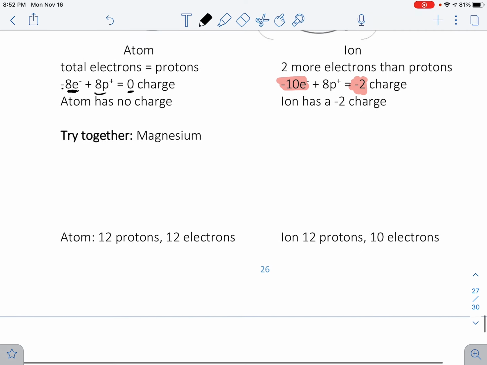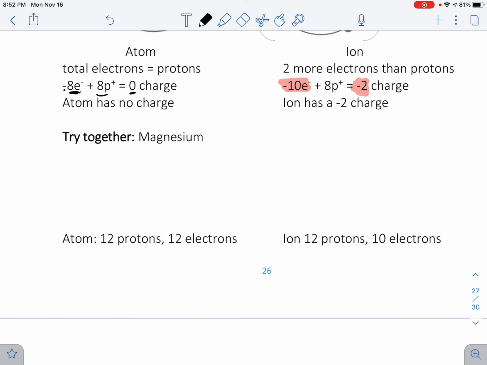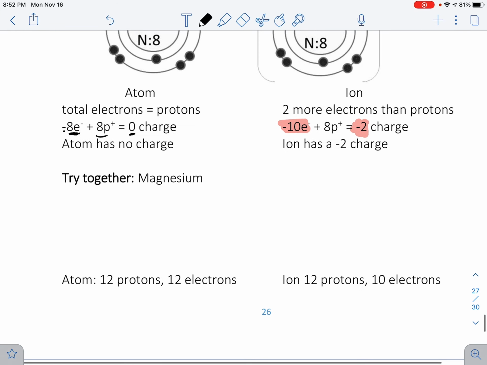So I'd like you to try to do this with magnesium. Please pause the video right now and draw magnesium. Okay, I'm assuming that you have done that, and we're back.